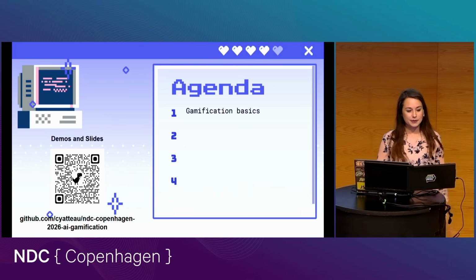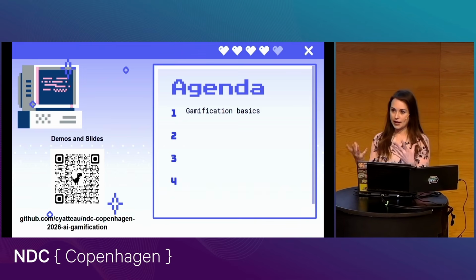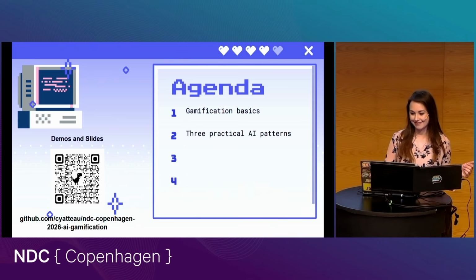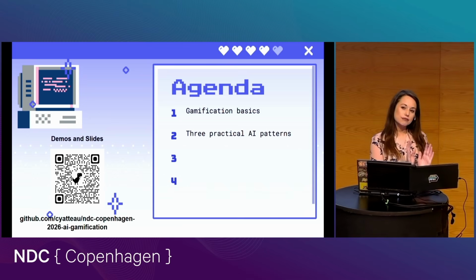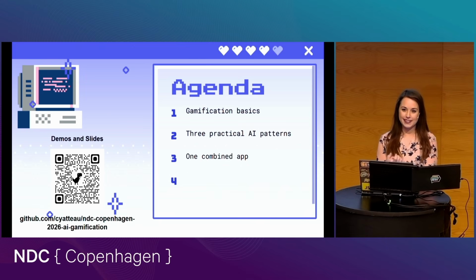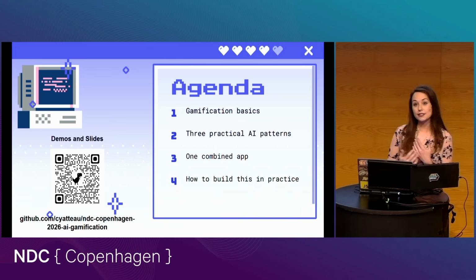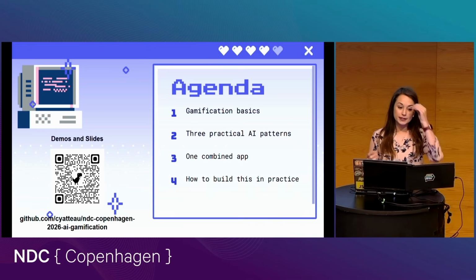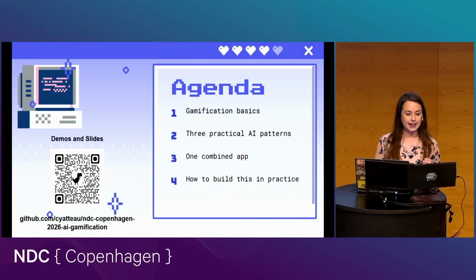So here's our agenda. We're going to start with the gamification side of things, just to make sure we're all on the same page about what gamification actually means. And then we'll look at 3 practical AI patterns that are each useful on their own, but we'll take each of those 3 patterns and combine them into one full-fledged application. And then finally, after we get to that app, we will zoom out and talk about how I would actually build something like this in practice. So a few extra wrap-up tips there at the end.